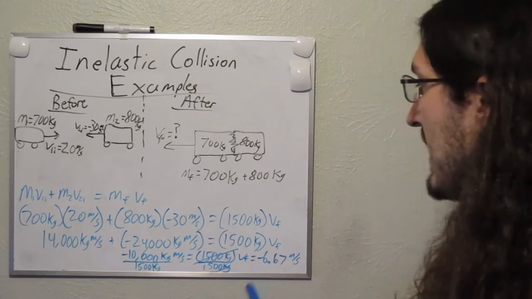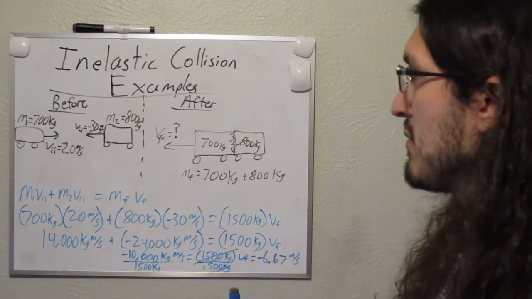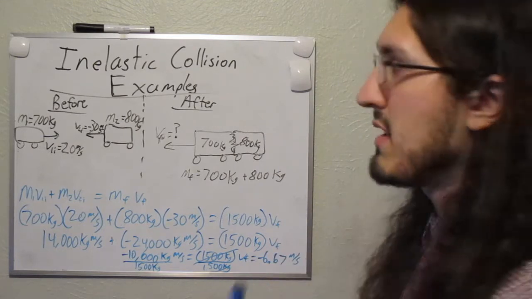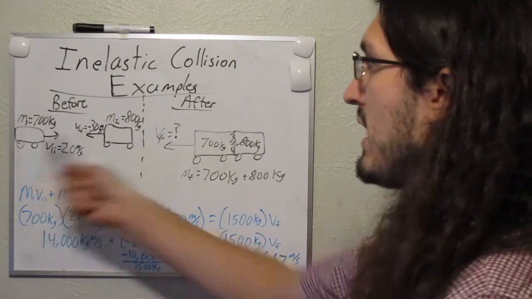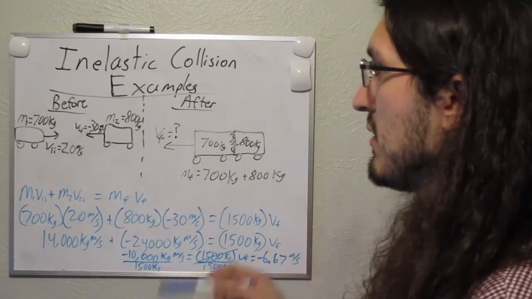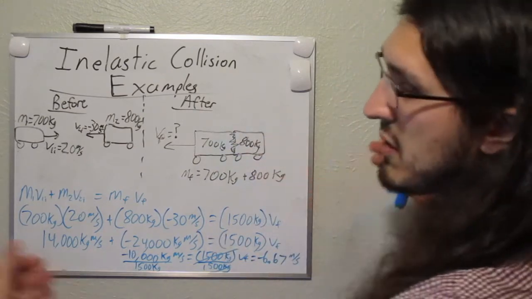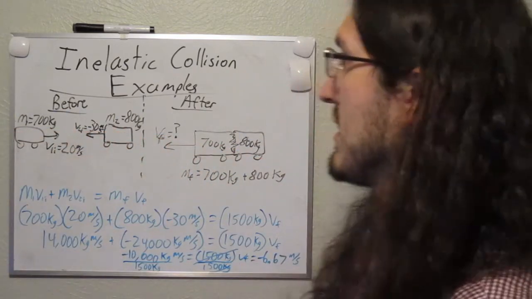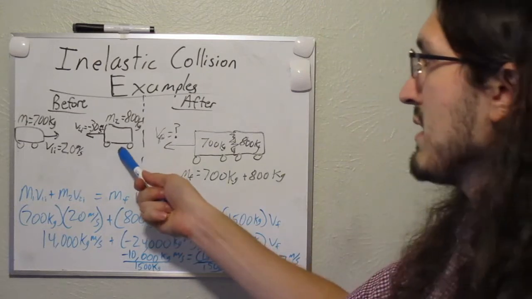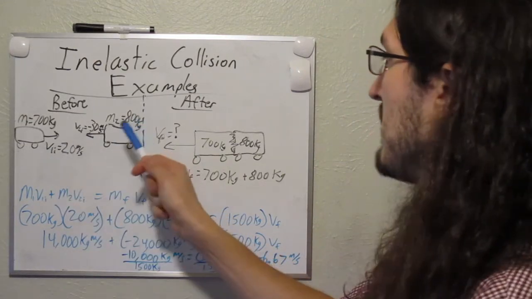Once again, guys, all this negative means is that it's moving the opposite direction of the positive direction. We already said that the right was positive direction, so left has to be negative. So after the collision, those two vehicles stuck together and moved to the left because this vehicle had more momentum than this vehicle because it was more massive and had more velocity.